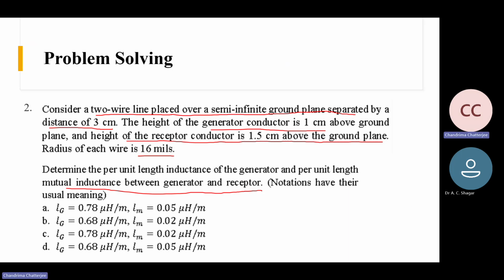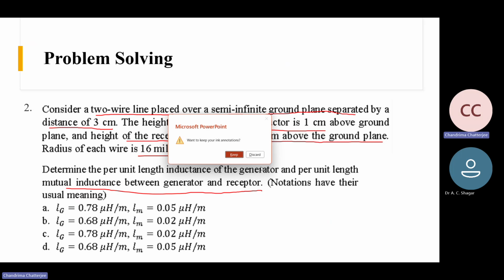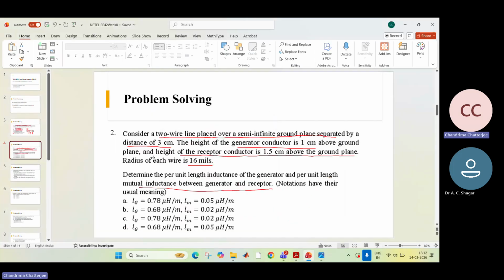Similar discussion has been done in the course video.